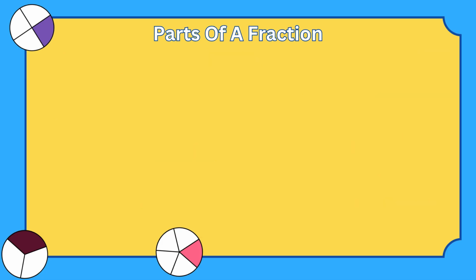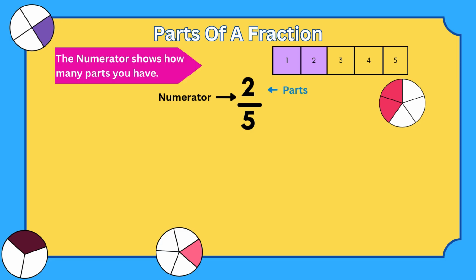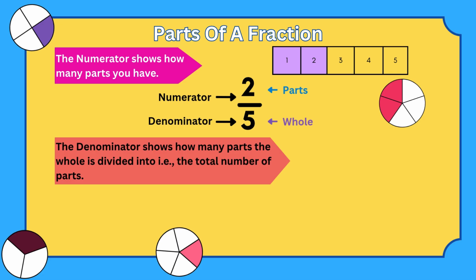Let us now understand the parts of a fraction. Look at these 2 shapes. 2 parts are shaded in each. The total parts in each shape are 5. We write this as a fraction, 2/5. The number on top is 2. This is the numerator. It tells how many parts are shaded. The bottom number is 5. This is the denominator. It tells the total number of equal parts the whole is divided into. The line in the middle is called the fraction bar.